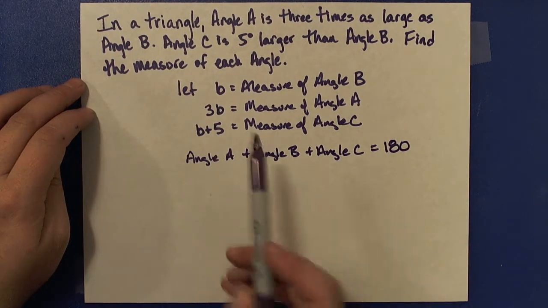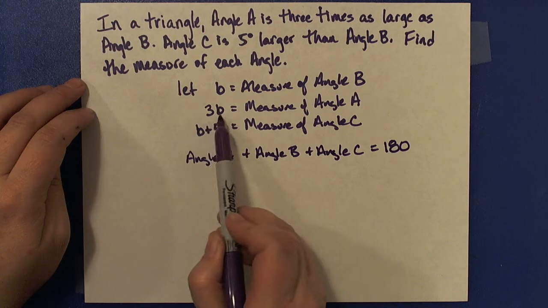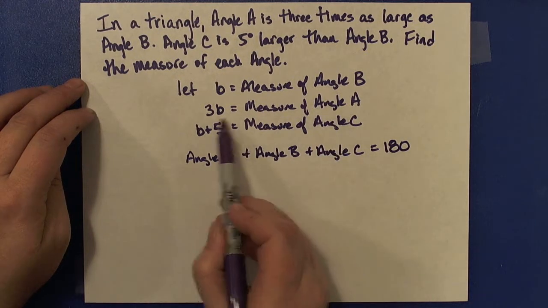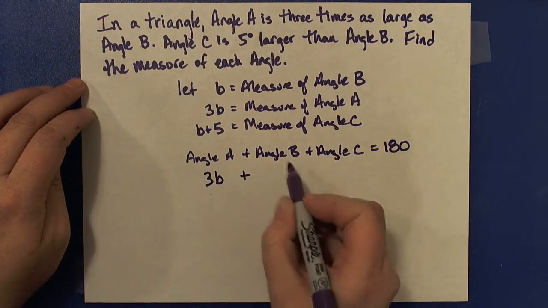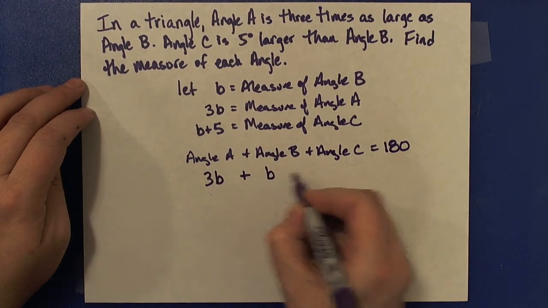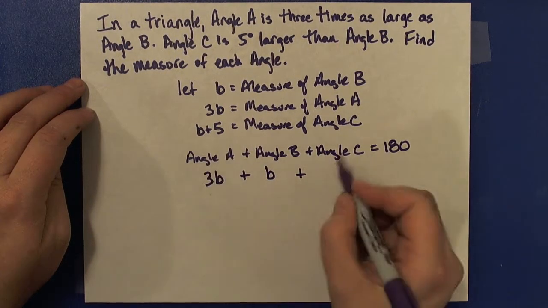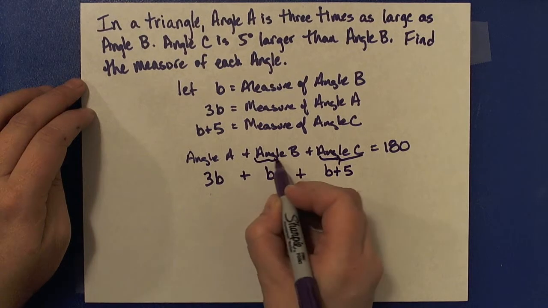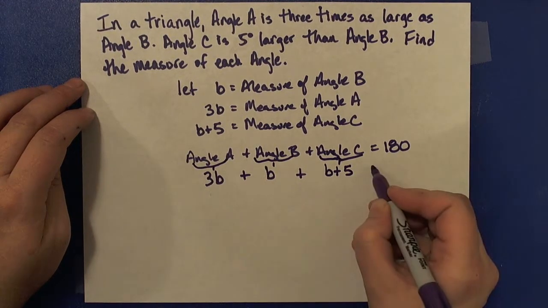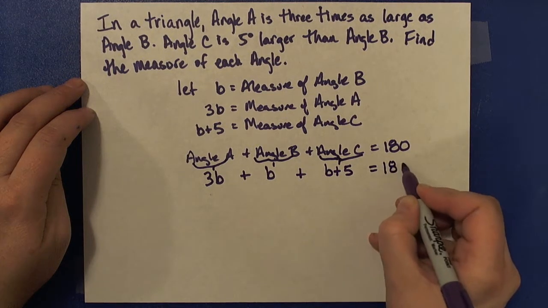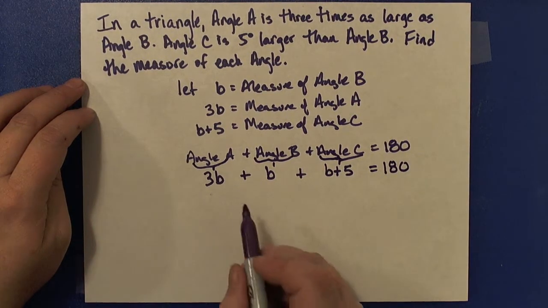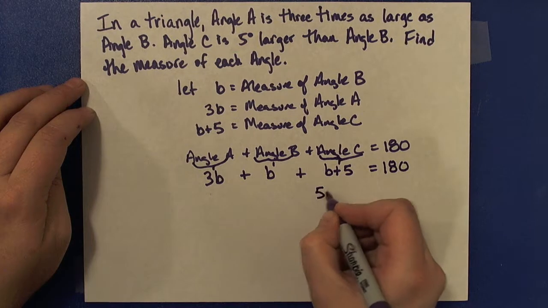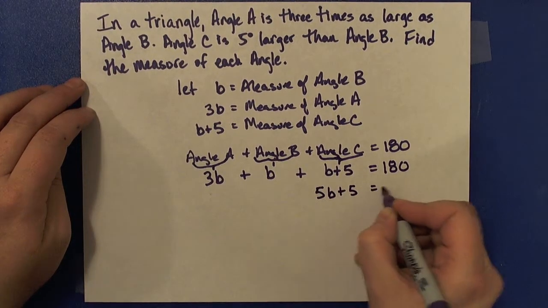So I'm going to use the variable I've defined and each of these relationships. Angle A I defined as 3b. Angle B is lowercase b, and angle C is b plus 5. So each of these angles now I have represented. The total of those is 180 degrees. At this point, I want to go ahead and combine like terms so I can solve my equation. I have 3b plus 1b plus 1b is 5b plus 5 equals 180.